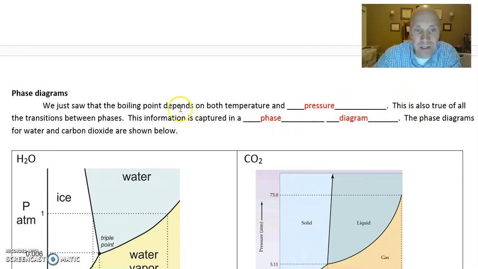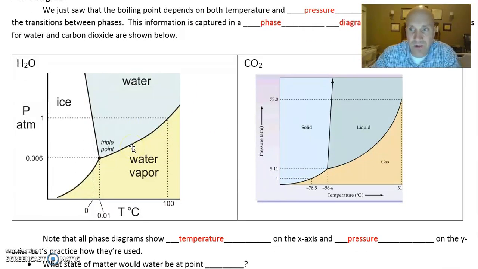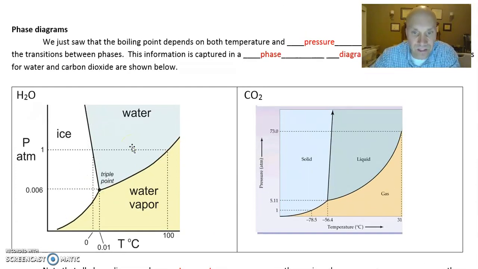So the thing is, pressure doesn't only have an effect on the boiling point. It also has an effect on the transitions between all the phases. The information for this is captured in what's called a phase diagram. Every material has its own phase diagram, and there are going to be some similarities between these. First of all, in every phase diagram, you're going to have temperature on the x-axis, just like we do for both of these, and pressure on the y-axis. As I said, every material has its own phase diagram.